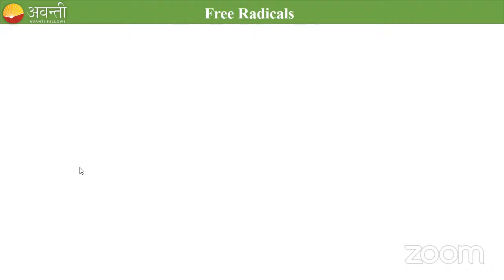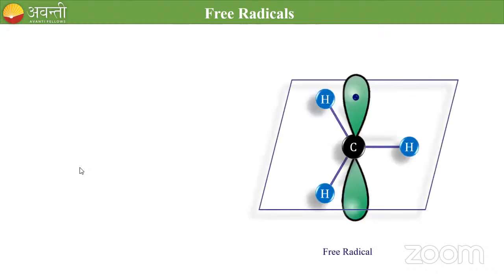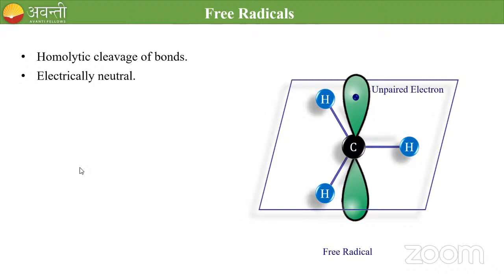So the very first intermediate is the free radical. This is the structure of a free radical. If a single electron is present on carbon, then it is called a carbon free radical, CH3 dot. And you all know that radicals are formed by the homolytic cleavage, right? It is formed by the homolytic cleavage of bonds and it is electrically neutral in nature. There is no plus or minus. It has one unpaired electron in its p orbital and it is highly unstable.